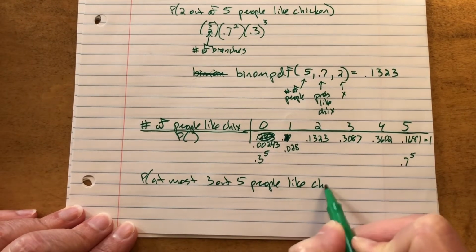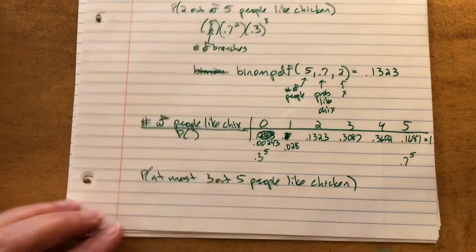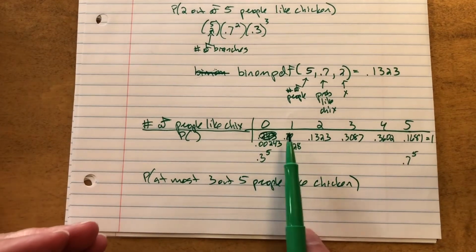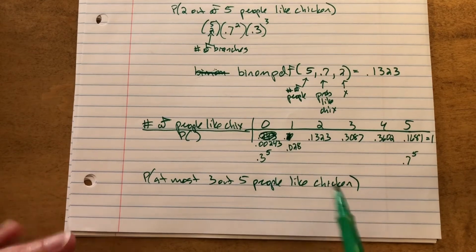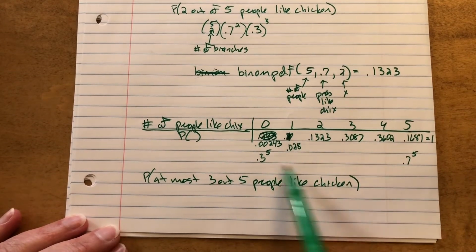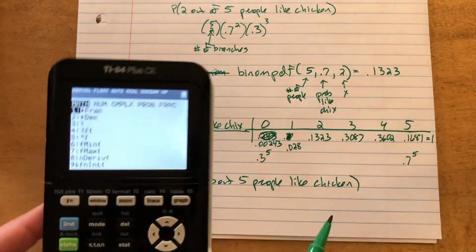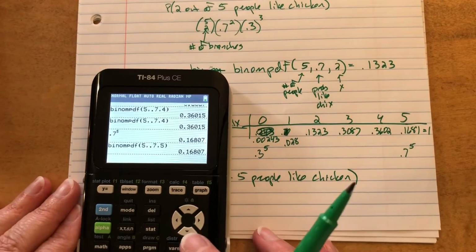So what does "at most" mean? Okay, that means either 0, 1, 2, or 3 people could like chicken. So if I have a table like this, that would be easy. I would just add all that up, right? So if I do this from the table, let's add it up.